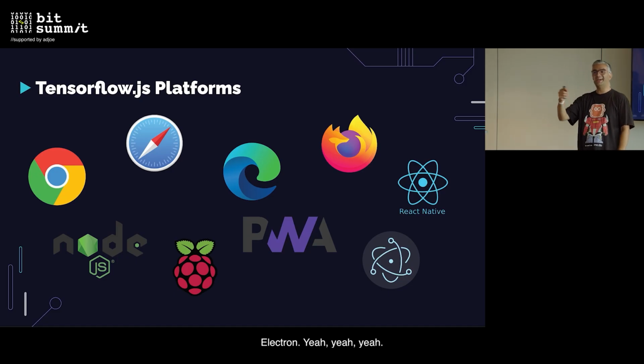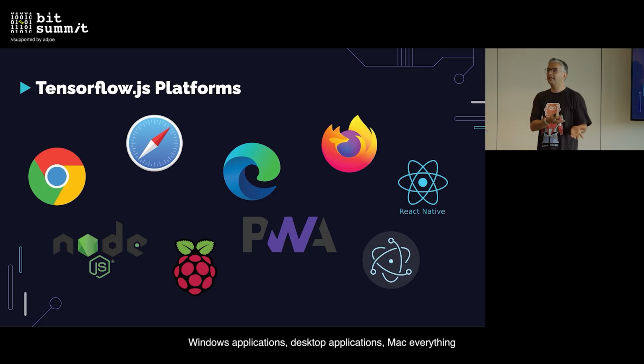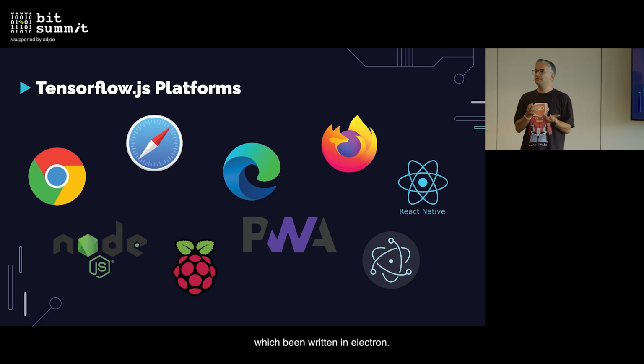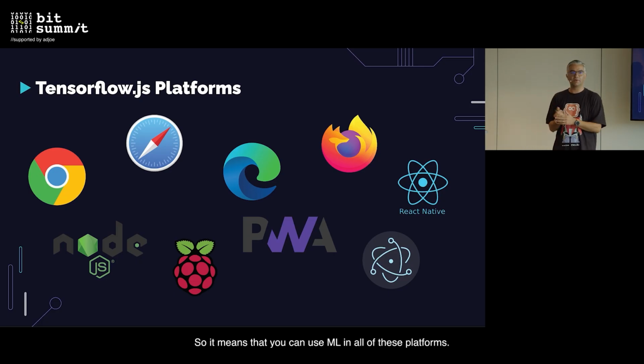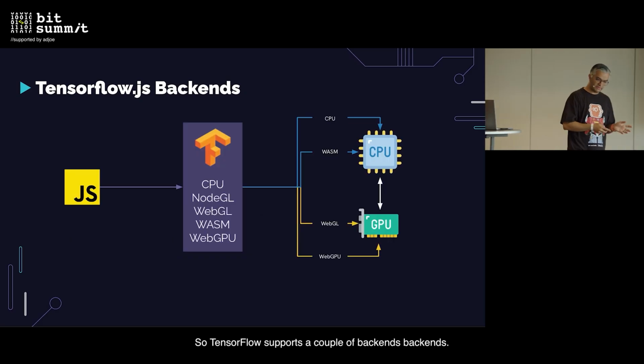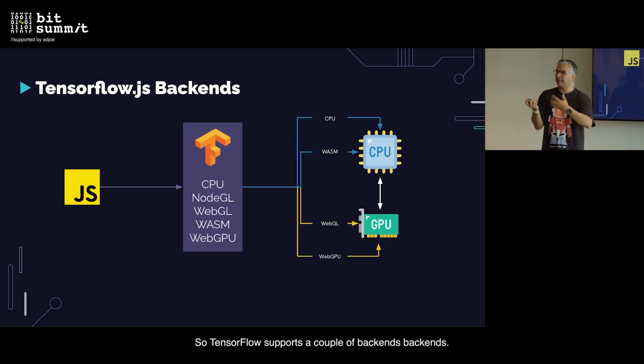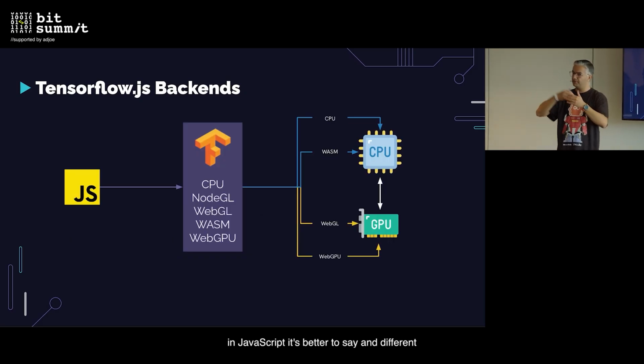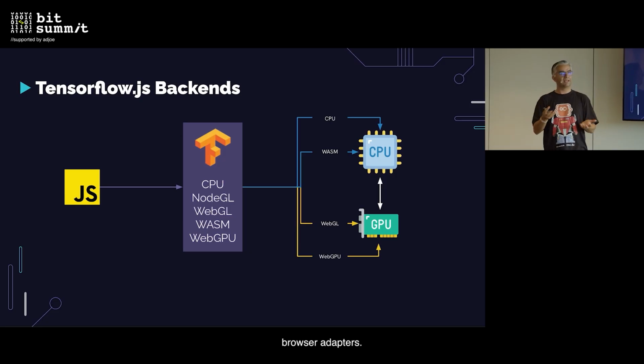Electron, yeah. Windows applications, desktop applications, Mac, everything which has been written in Electron. So it means that you can use ML on all of these platforms, so almost everywhere. TensorFlow supports a couple of backends. Backends means how it interacts with JavaScript, it's better to say, and different browser adapters.